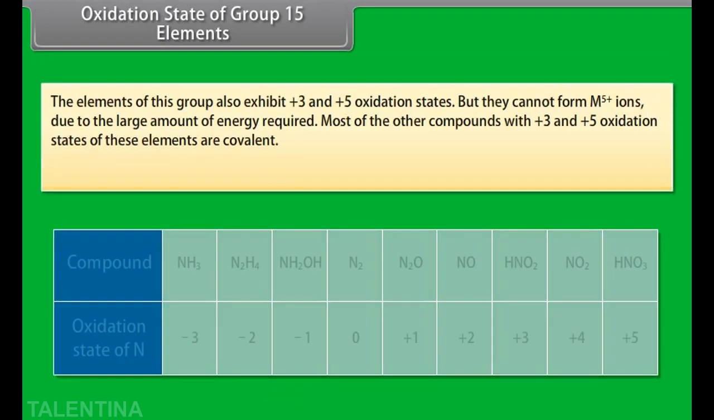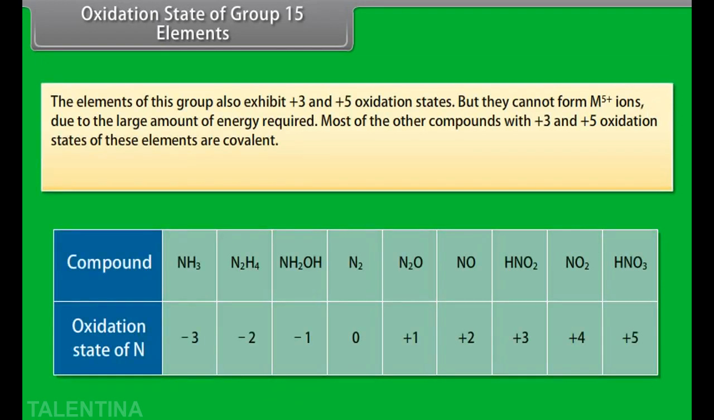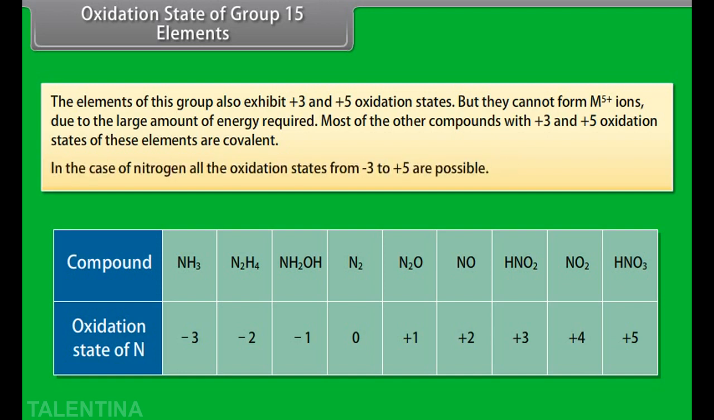The elements of this group also exhibit +3 and +5 oxidation states, but they cannot form M5+ ions due to the large amount of energy required. Most of the other compounds with +3 and +5 oxidation states of these elements are covalent. In the case of nitrogen, all the oxidation states from -3 to +5 are possible.